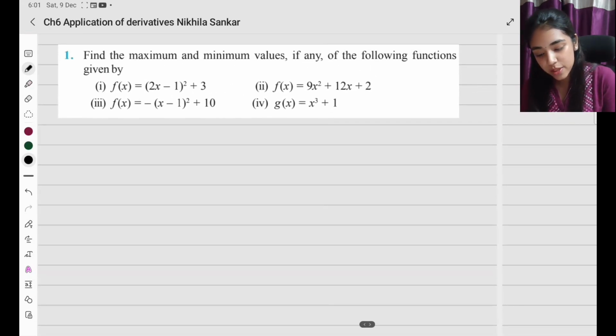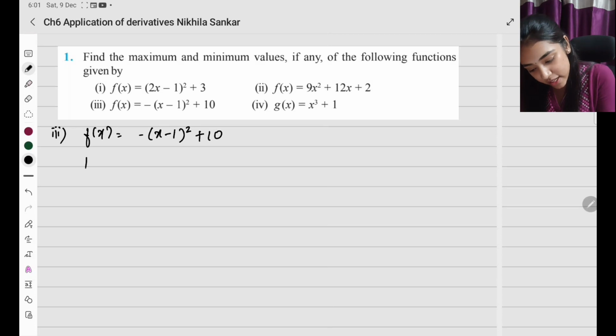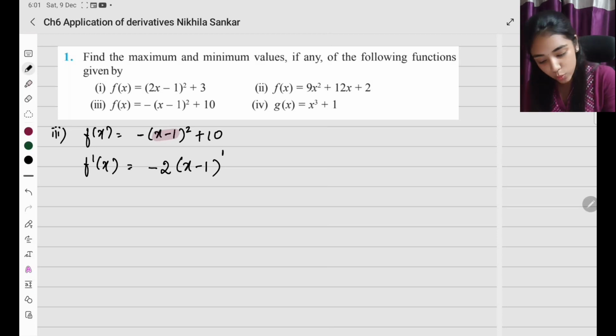f of x equals minus x minus 1 the whole square plus 10. So third subsection, f of x equals minus x minus 1 the whole square plus 10. I am going to find the first derivative. So I already have a minus. So the 2 comes down. The derivative is going to be x minus 1 to the power 1. And what is the function inside? x minus 1. When I differentiate, I get 1 plus 0. Okay, so what is this going to be? Minus 2 times x minus 1.